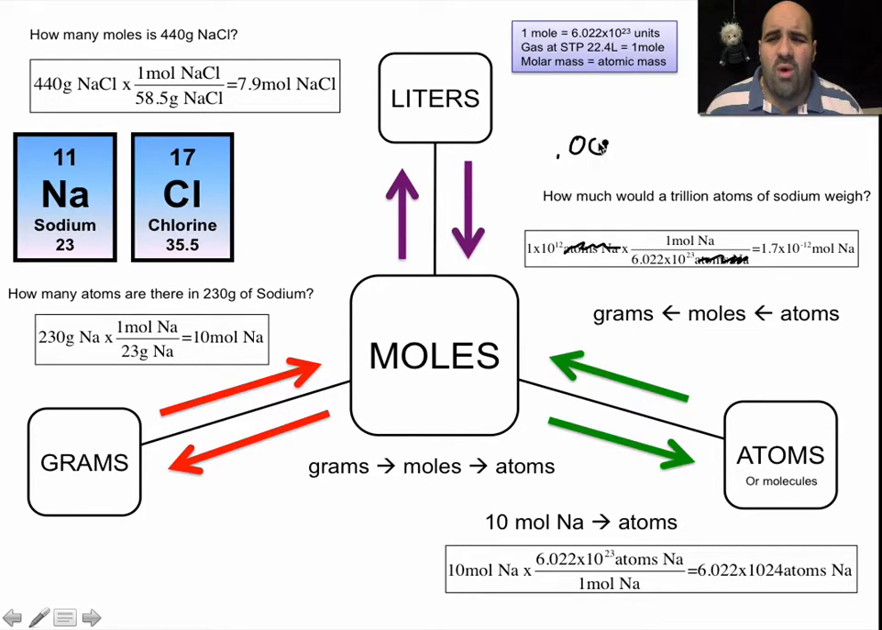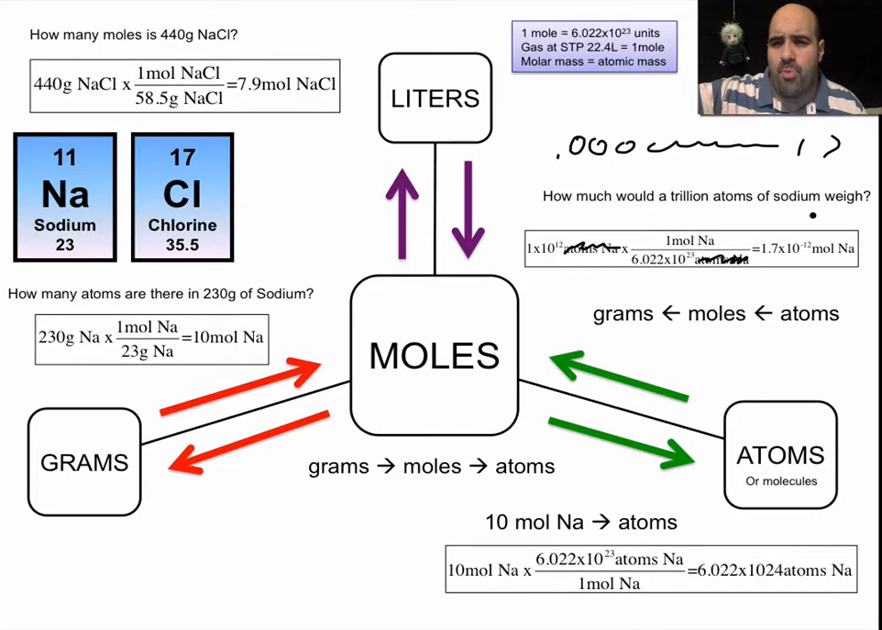Like 0.000000017 moles. Not even close to 1. So 1 trillion atoms is really next to nothing in terms of atomic sizes and things of that nature. Wouldn't even be visible. Tiniest little thing, you couldn't even see it. So that would be really, really, really small.